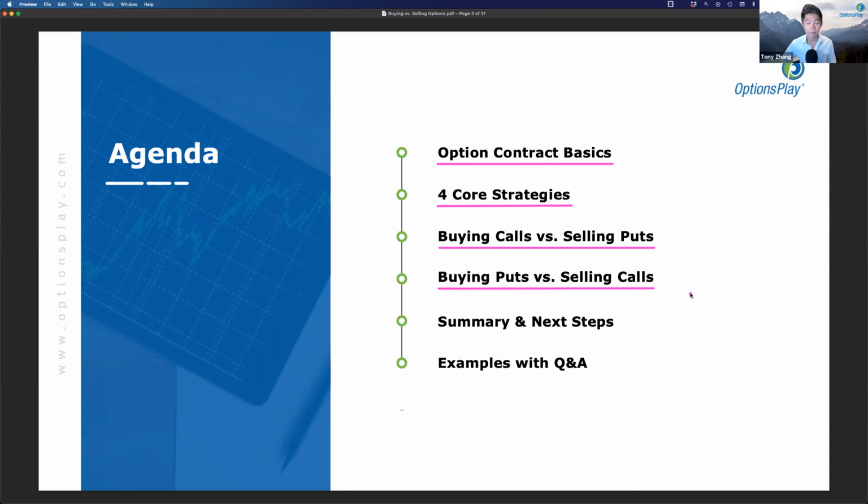Unfortunately, I do see a lot of investors jump into these complex strategies without really understanding the building blocks. And that's really where you can fall short on those complex strategies. Then we'll sum up what we learned here today and talk a little bit about the next steps once you understand these fundamental building blocks. We'll try to go through a few examples before we open this up for Q&A.